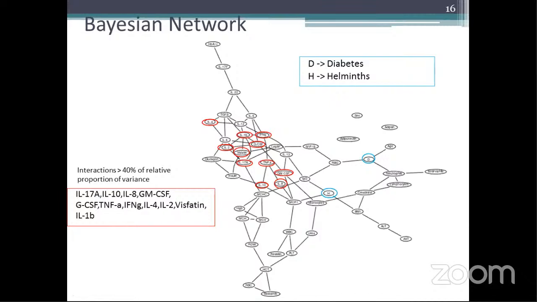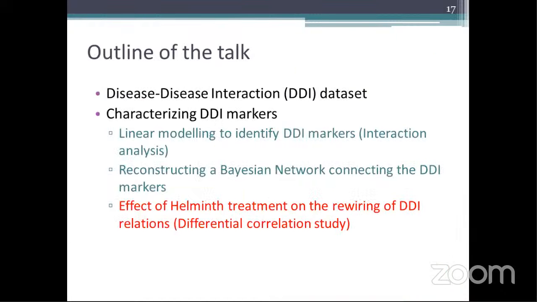One interesting thing to notice here is that biomarkers like IgG have a direct connection with the H node, the Helminth node, and the biomarker RBG, random blood glucose, is also directly connected to the D node. This signifies that the D and H terms have a direct effect on the biomarkers, as we can see here. This analysis is just for us to see how these DDI markers are connected in general. Next, we'll look at the differential correlation study.